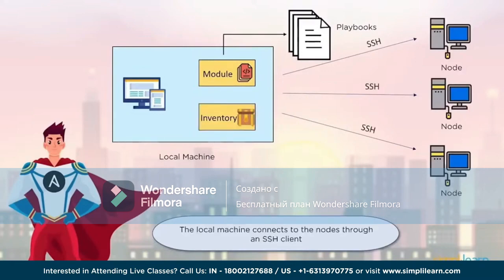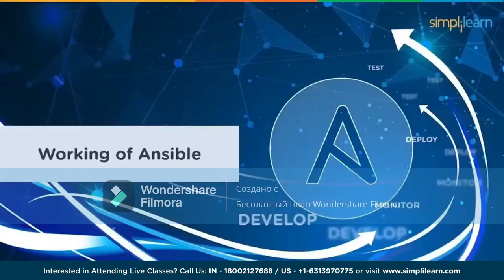So of course, the local machine needs to communicate with the client. And how is this done? This is done through SSH. SSH is your secure shell, which basically provides protected communication in an unprotected environment. Okay, so we saw the various components of Ansible.